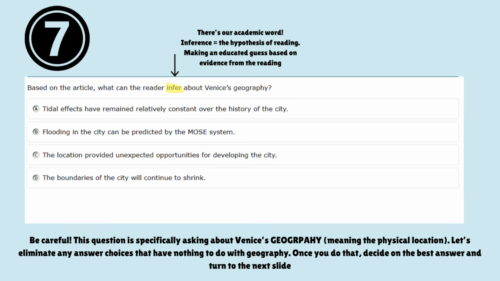Okay, be careful. Before we go on to the next slide, before you pause to consider these answer choices, I want to ask you to be careful because this question is specifically asking about Venice's geography. So geography means the physical location. So let's eliminate any answer choices that have nothing to do with geography, that have nothing to do with its landscape, with its terrain, with its physical location on the earth. And once you do that, we can decide on the best answer. Okay, so you can keep that in mind. Geography, pause, and when you think you have the right answer, unpause.